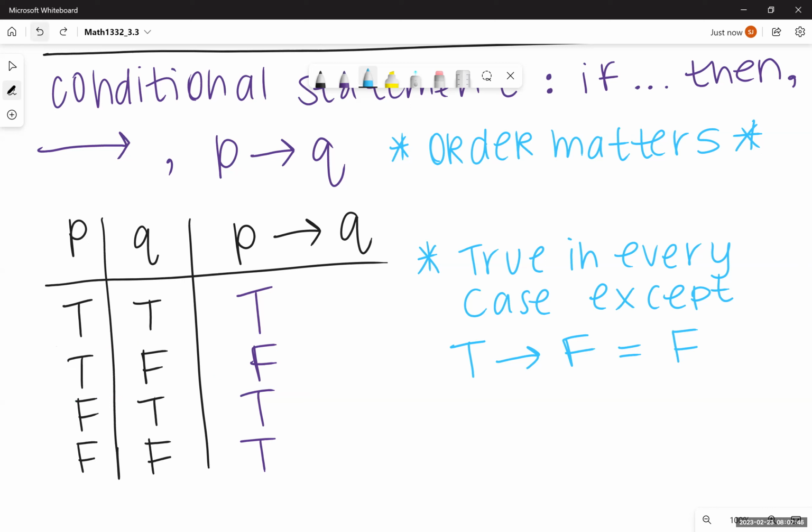So that's the little basic baby truth table for our conditional statement. If P then Q, order matters. Order matters because I'm trying to point out T to F is false, but F to T is not. So it's not just because they're opposite truth values. The order matters. This right here is the only time that you are going to get false as your outcome, or the answer for the truth value.